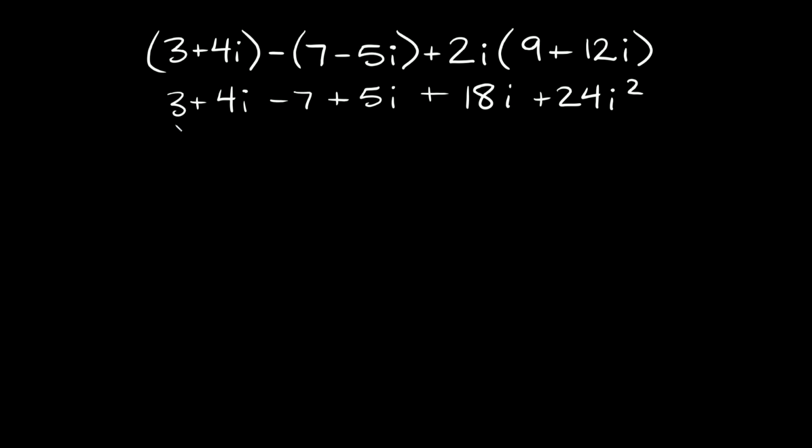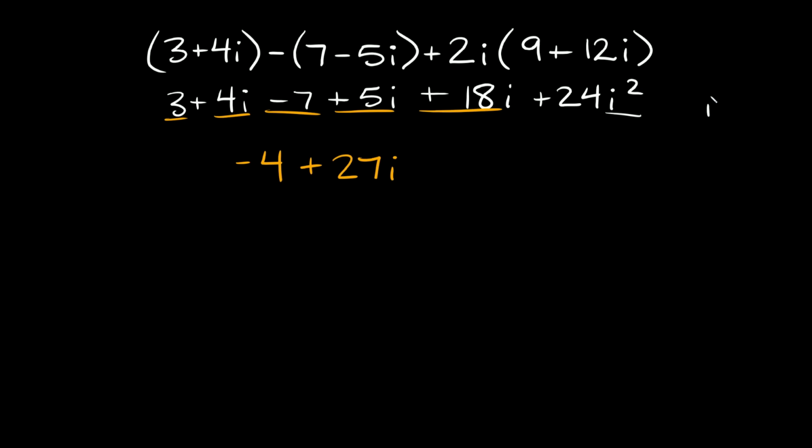Okay, now we can start combining like terms. So let's take care of just the numbers first. So 3 and negative 7, so that's equal to negative 4, right? And then here we have positive 4i, positive 5i, so that's 9i. So 9i plus 18i right here is 27i, right? So positive 27i. And then here we have positive 24i squared. Okay, now the nice thing here is this i squared, we can actually simplify this.